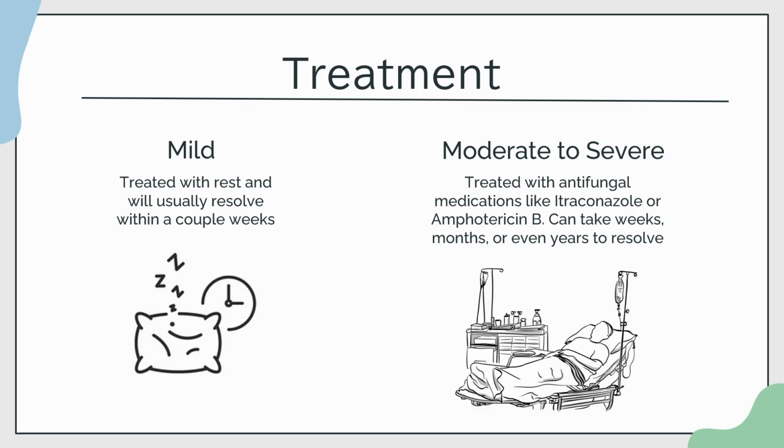Treatment. For light or moderate cases, this is treated with rest and will usually resolve itself within a couple weeks. However, for moderate, severe, even life-threatening cases, these are treated with powerful antifungal medications like itraconazole or amphotericin B. These medications work by attacking the cell membrane of these yeast cells, causing them to become leaky to the point they eventually die. Even with these medications, infection can last a couple weeks, months, or even years, sometimes going dormant and then again returning years, if not decades, after the original infection.